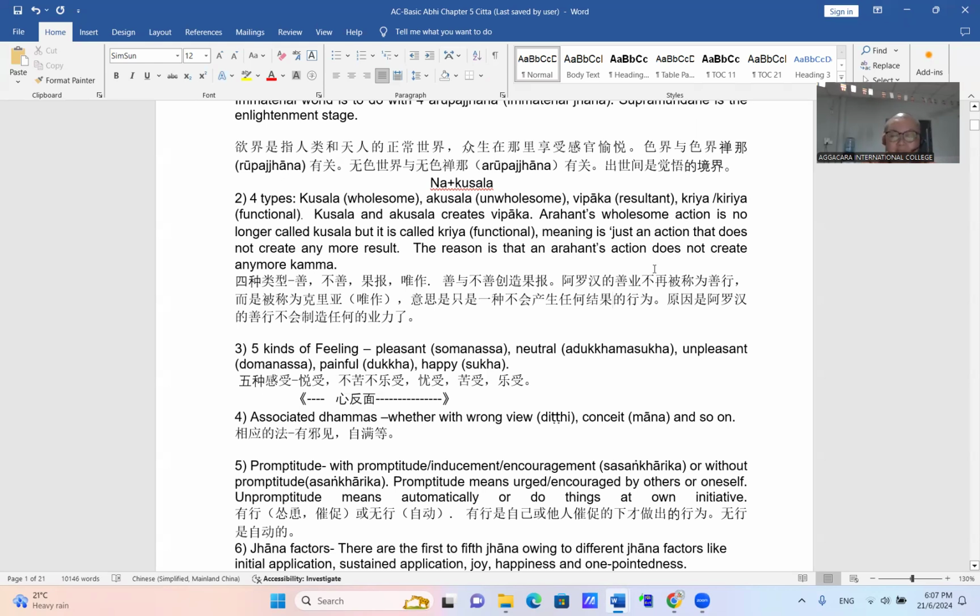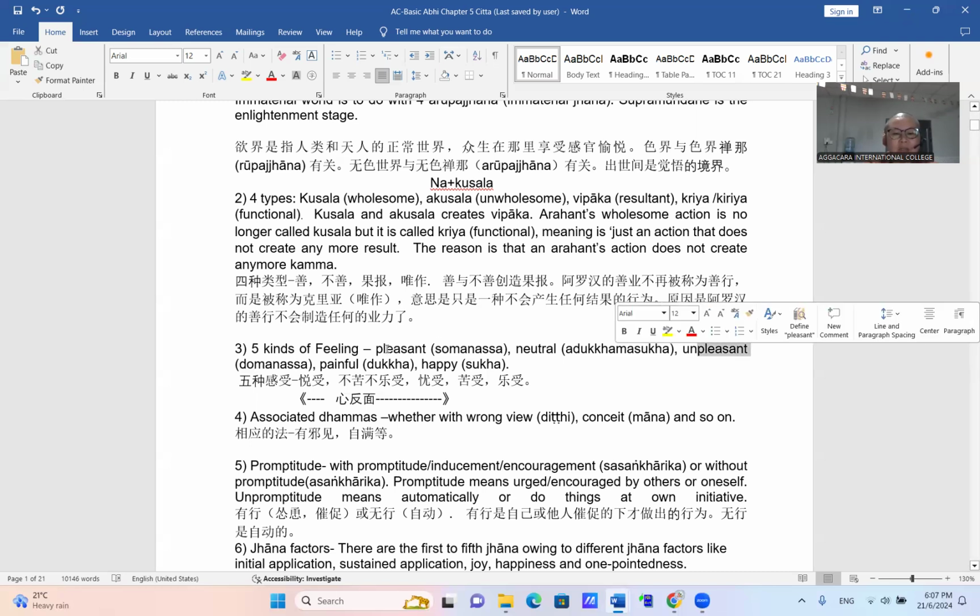Nothing to do with arhan, but it also does a function, meaning kriya also. So there are five types of feeling. You have a very easy one: from the word su, su becomes somanasa, good feeling or good mind, meaning pleasant feeling. And then you have the du from the word dukkha, du becomes do. Domanasa means bad mind, unpleasant.